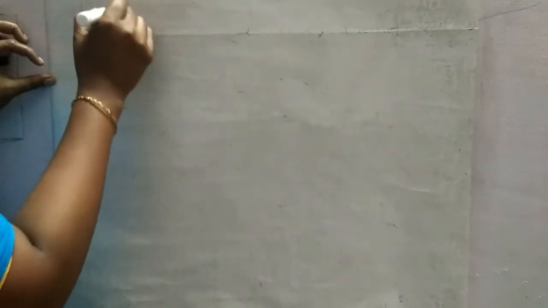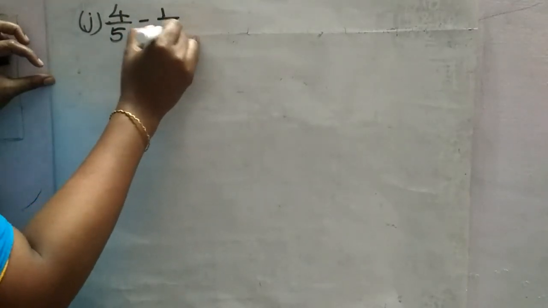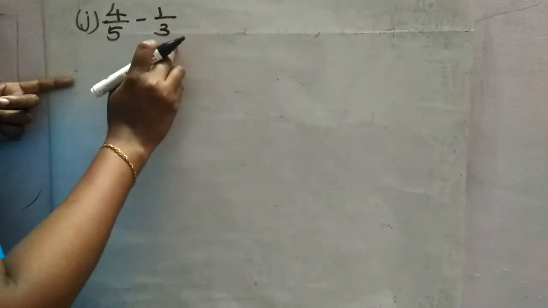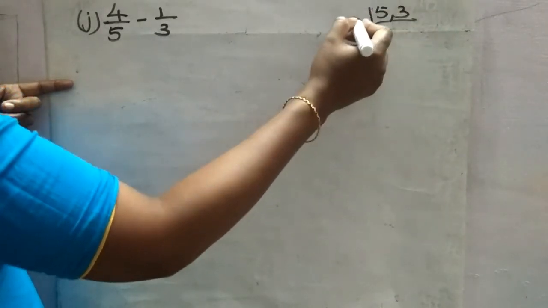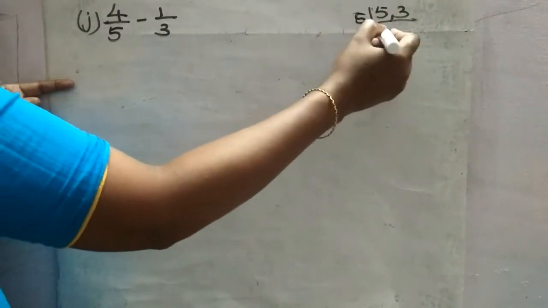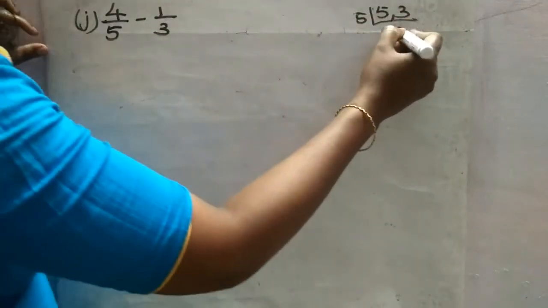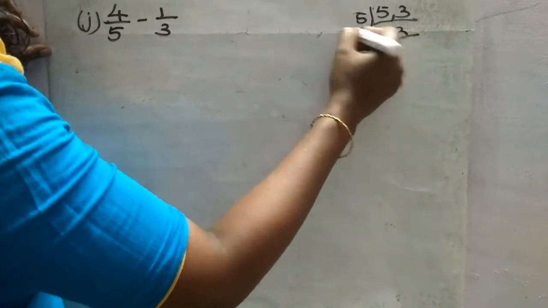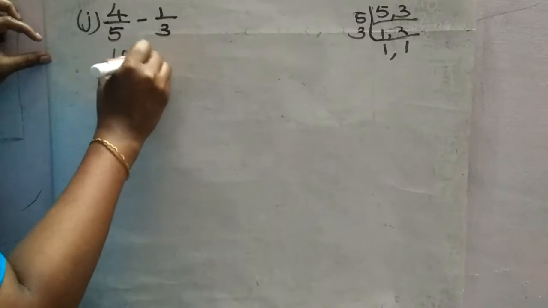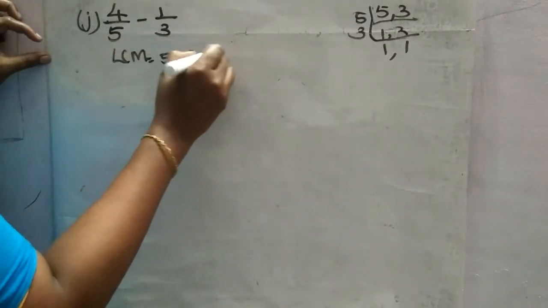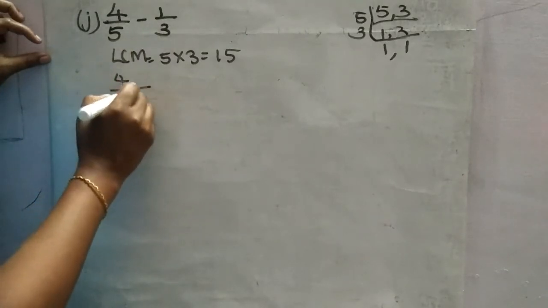4 by 5 minus 1 by 3. So find the LCM. LCM of 5 and 3. 5 goes 1 time. In 3 it will not go. Write the same. Now divide by 3. Then get 1. LCM is equal to 5 into 3. It is 15. So convert these fractions into like fractions.